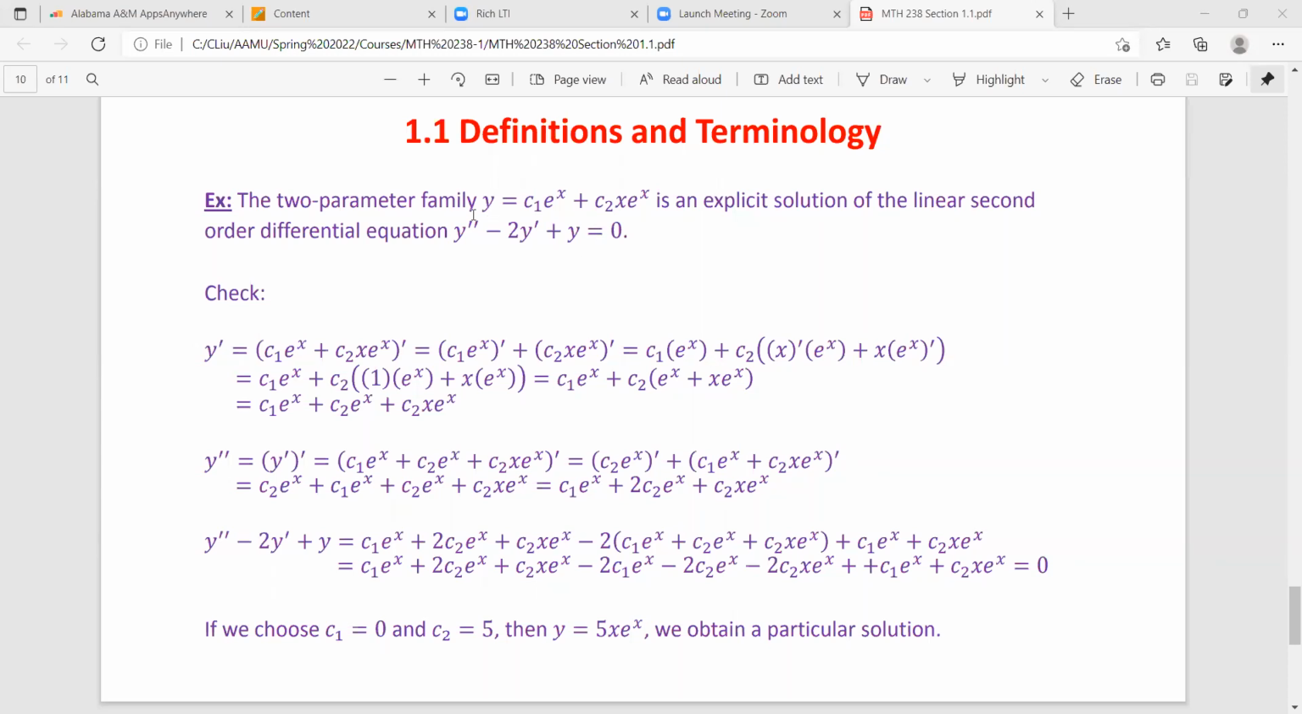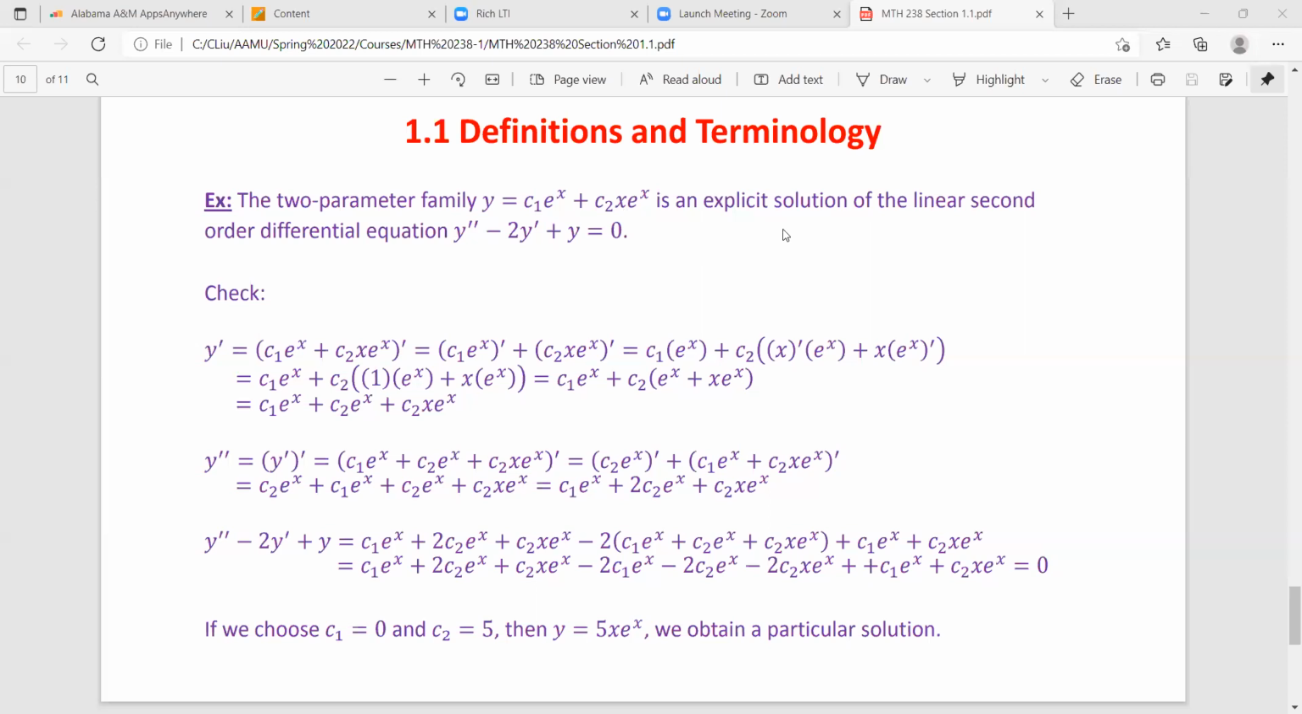And if you solve this equation by the method we're going to discuss later, you're going to get a two parameter family solution y equals C1 e to the x plus C2 x times e to the x, where C1 and C2 are arbitrary constants. So this time you get two arbitrary constants because the equation is second order. You have to integrate twice. Basically, each time you integrate, you bring up one arbitrary constant. So if you integrate twice, you get two arbitrary constants, C1 and C2.